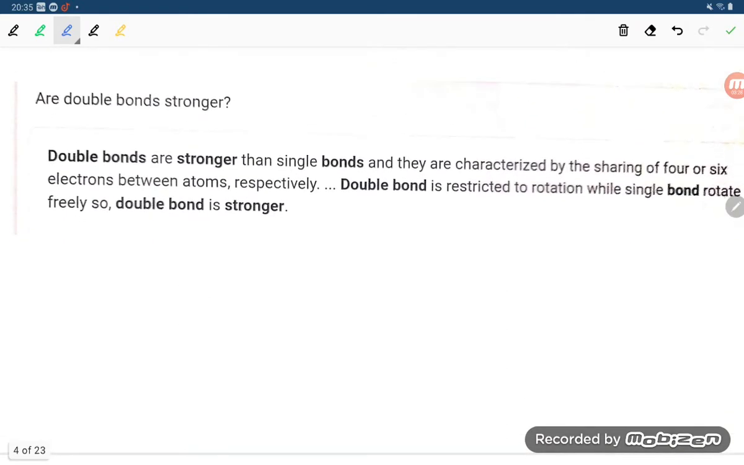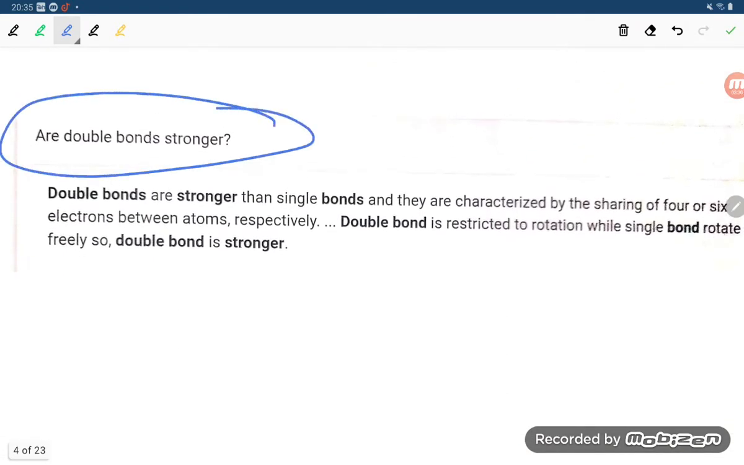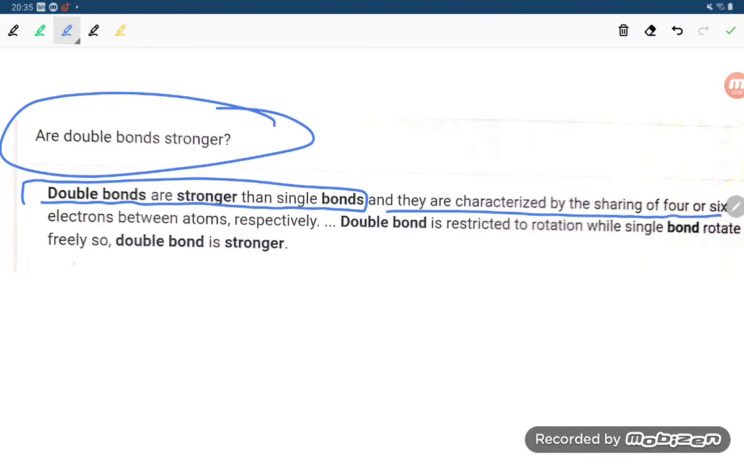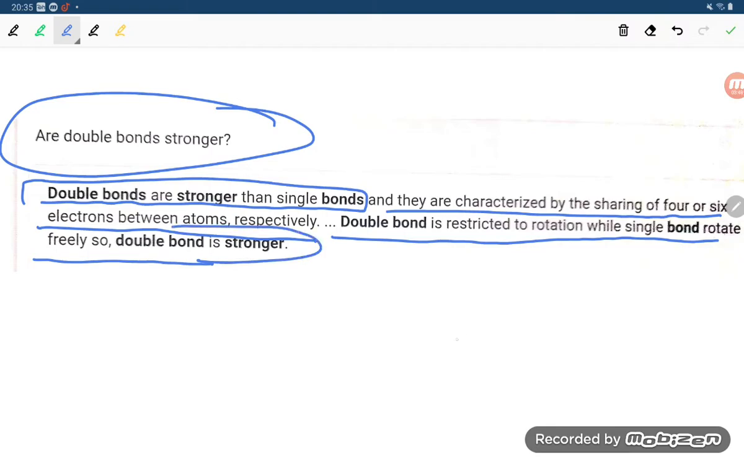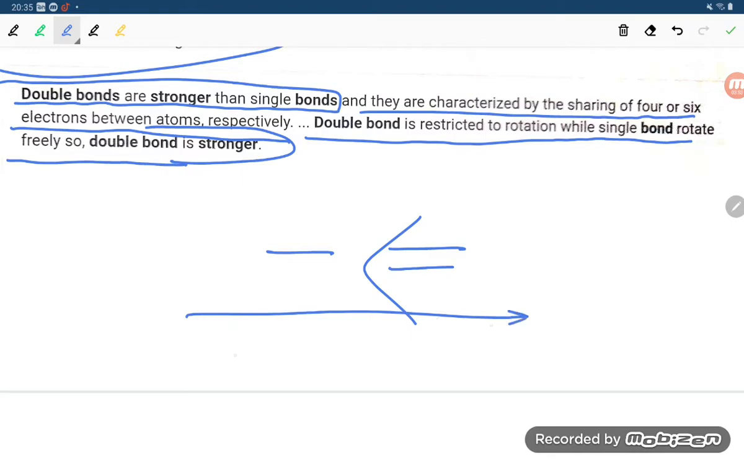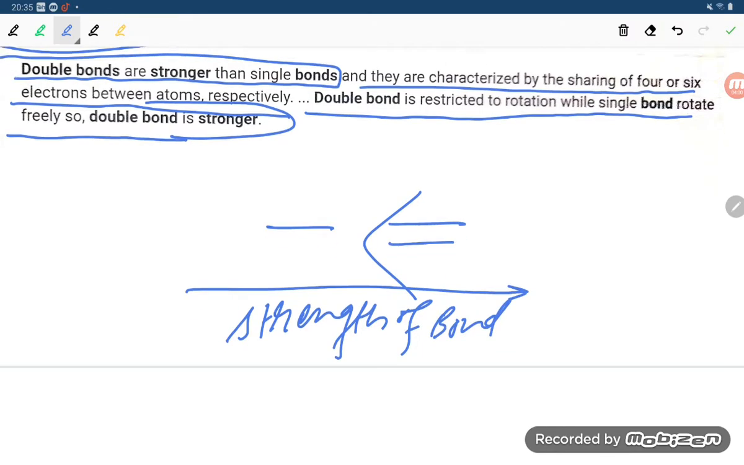Next one: are double bonds stronger? Let us see. Double bonds are stronger than single bonds. That is no problem. They are characterized by sharing of 4 or 6 electrons between atoms respectively. A double bond has restricted rotation while a single bond rotates freely. So a double bond is stronger than a single bond. This is the strength of bond.